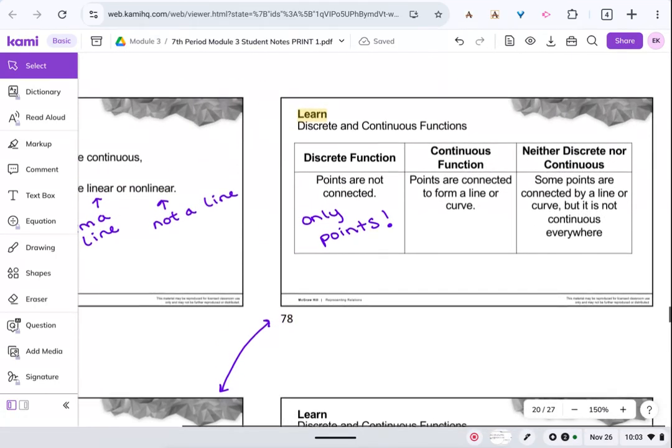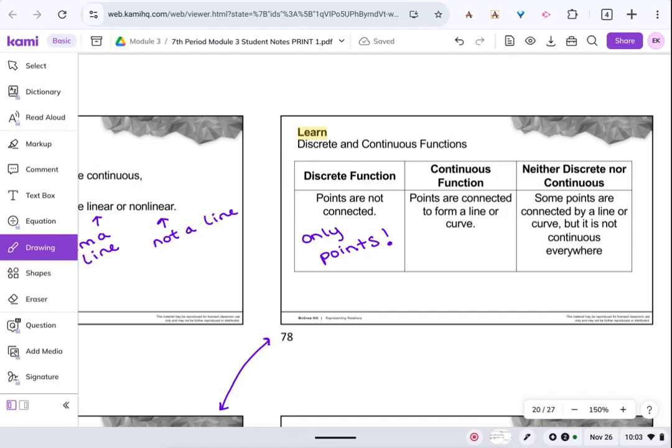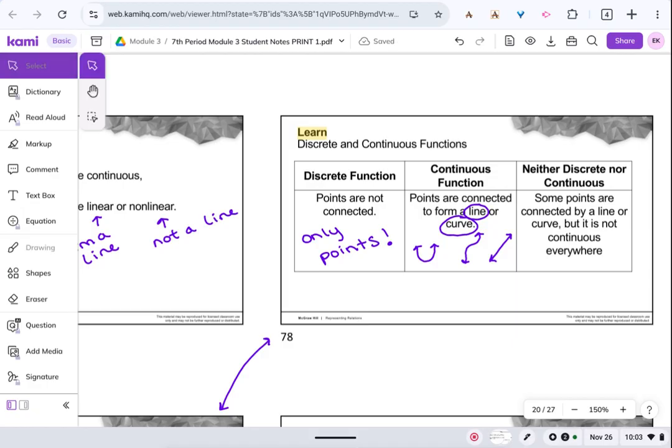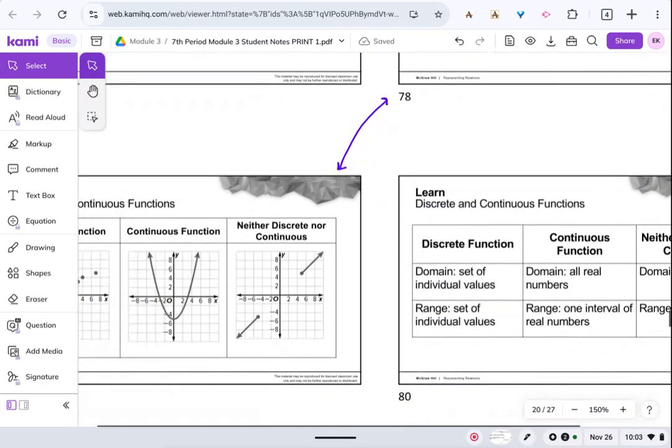Back to slide 78, a continuous function is where points are connected to form a line or a curve. Okay, so in this one, you don't really see points. You're just looking for, is it a line or a curve? A curve could be a lot of different things. We could be looking at something like this. We could be looking at something like this, okay? Or just like we said, a traditional line. So something that looks like that would be considered a continuous function. And if you look down below here at slide 79, it gives us a graph similar to something I drew above.